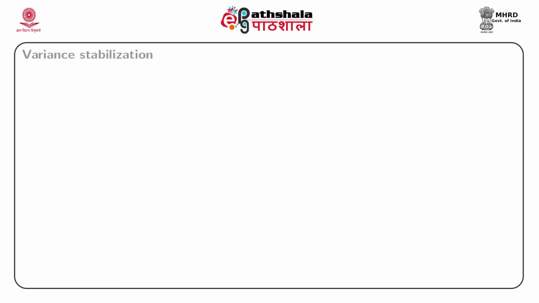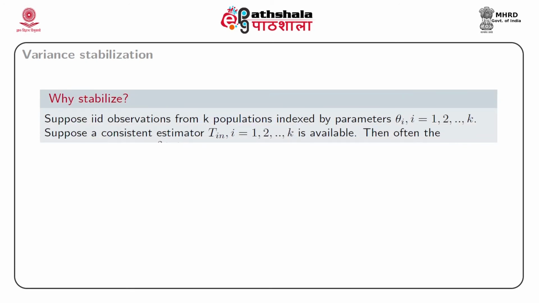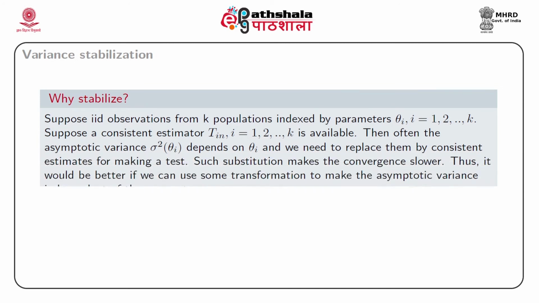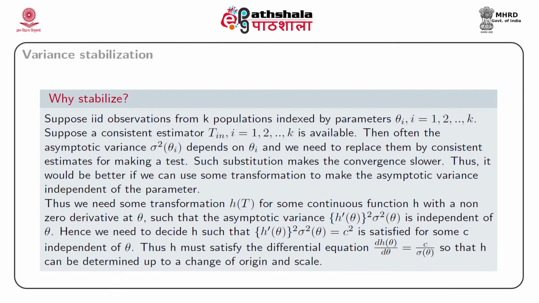Next, we come to another interesting aspect, which is known as variance stabilization. So, the first question is, why stabilize the variance? Suppose IID observations from k populations indexed by parameters theta i are available. Suppose a consistent estimator Tin separately for the k populations is available, then often the asymptotic variance sigma square theta i depends on theta i, and we need to replace them by consistent estimates for making a test.